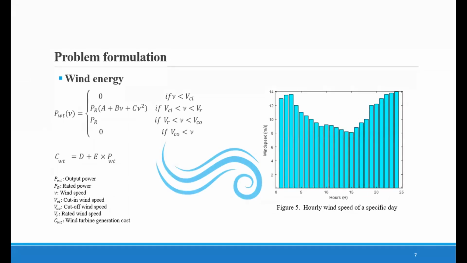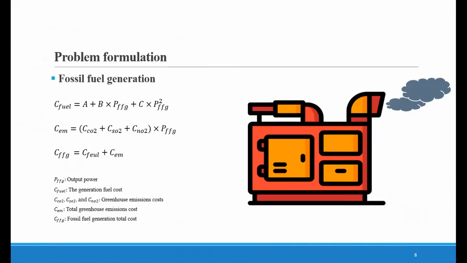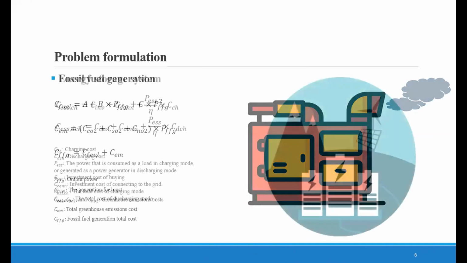And the next component is wind turbine energy production. Wind turbine power generation is a function of wind speed, and its cost function variable is the generated power by the wind turbine. And the wind speed of a specific day is shown in figure 5. Although the main purpose of employing microgrids is to focus more on managing renewable energy sources, in some conditions, it is more reliable and economic to generate power using fossil fuel. In this study, the cost of releasing greenhouse emissions into the atmosphere is considered in addition to the fuel consumption cost of fossil fuel generation.